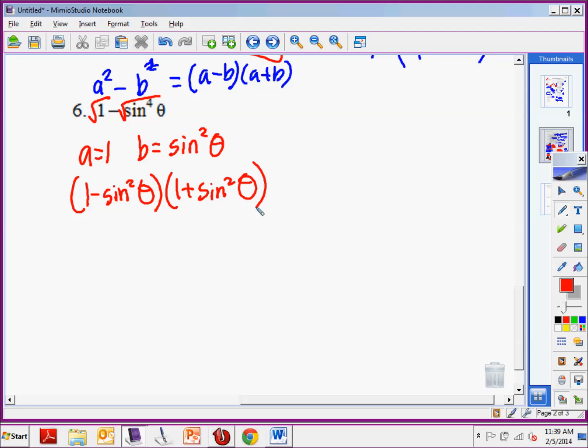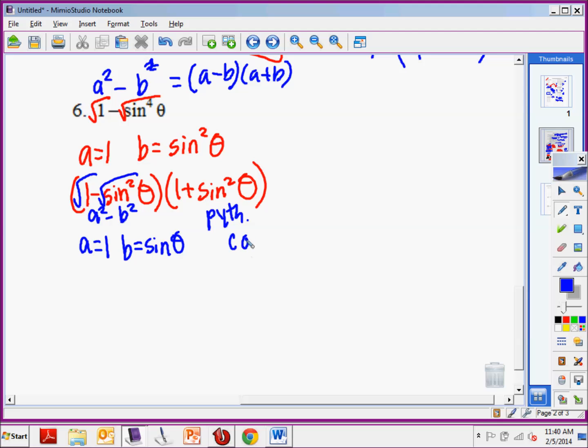So at this point, what else can I do? Are there any trig identities happening? One of them is a Pythagorean, but this is still an a squared minus b squared, so we have to do it again. To find a, I'm going to take the square root of the first term. What's the square root of 1? To find b, I'm going to take the square root of the second term. What's the square root of sine squared? Sine theta. And then what's the Pythagorean that this will become?